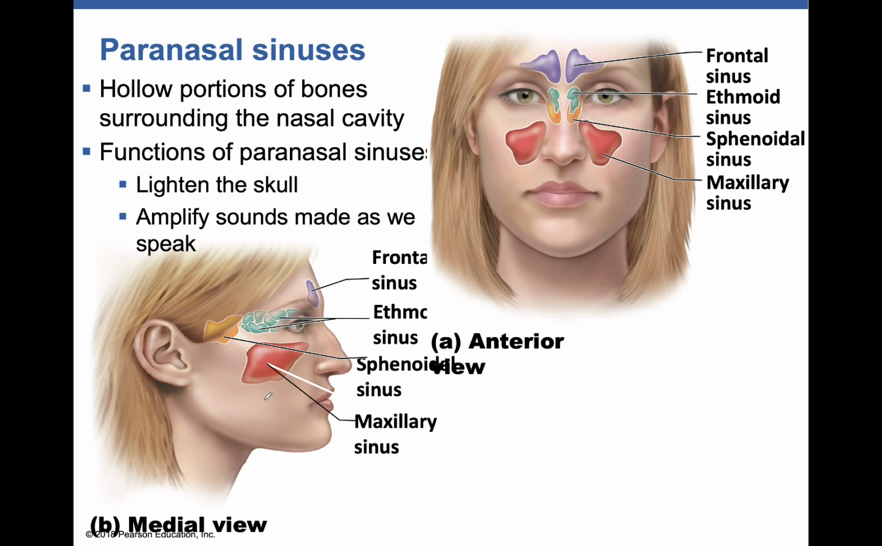a side image. The frontal sinus, which is found in the frontal bone, the ethmoid sinus, which is found in the ethmoid bone, and the sphenoid sinus, which is found in the sphenoid bone. Down below is the maxillary sinus, which is found in the maxilla. So kind of easy once you can get the bone names down, because the sinuses are just found in their respective bones.